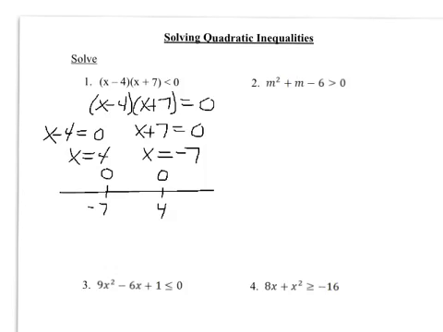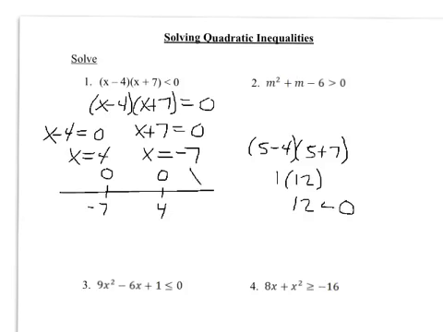So what about values that are bigger than 4, like a number like 5? Well, if I were to plug in 5, I'll show it over here. So 5 minus 4 times 5 plus 7: that gives me 1 times 12, and the answer is 12. Is that less than 0? No. So that means no value over here will make this inequality less than 0.